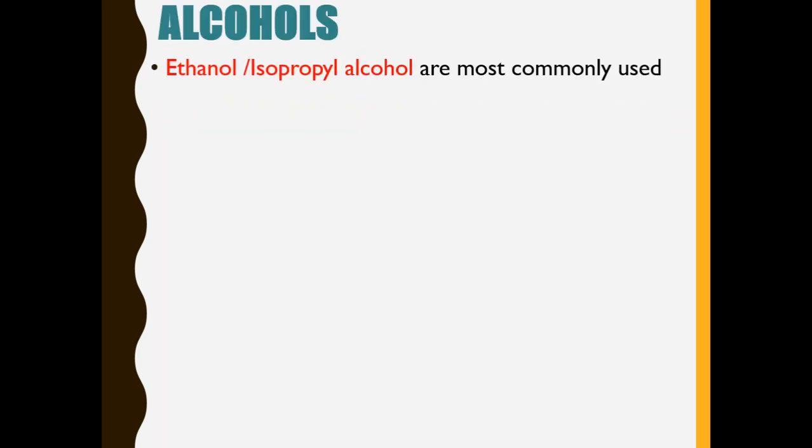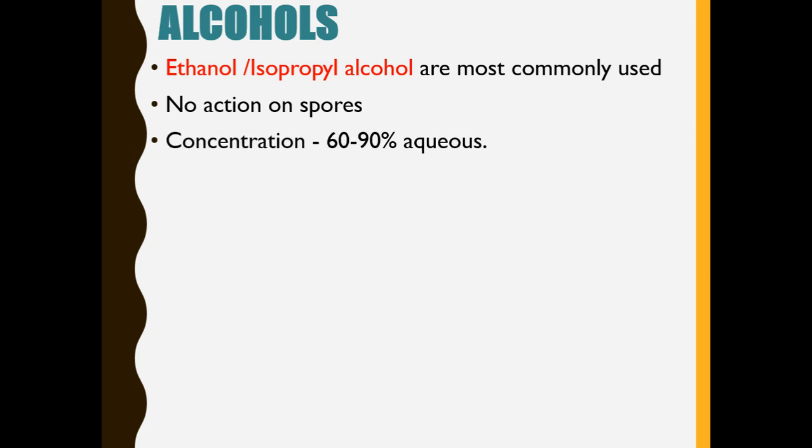First we'll see about the alcohol, and among the alcohols, the most commonly used are ethanol and isopropyl alcohol. And a third agent in the alcohols is methyl alcohol. But first we'll see about ethanol and isopropyl alcohol. These alcohols don't have action on the spores. We have already mentioned that these agents are not necessarily able to kill the spore. Some may be able to kill the spore, but alcohols are not able to act on the spore.